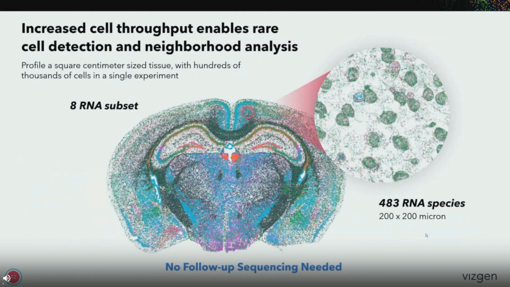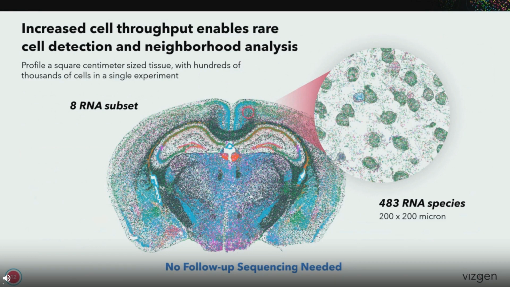Finally, MERSCOPE features extremely high cell throughput, and as an imaging-based technology, the number of cells profiled is directly related to the tissue area imaged. It is very easy for MERSCOPE to scale up the cell throughput by targeting more regions of interest to image. Specifically, MERSCOPE supports profiling a square centimeter-sized tissue with hundreds of thousands of cells captured in a single run. So for example, on this slide, we used MERSCOPE to profile 483 genes across the mouse brain.